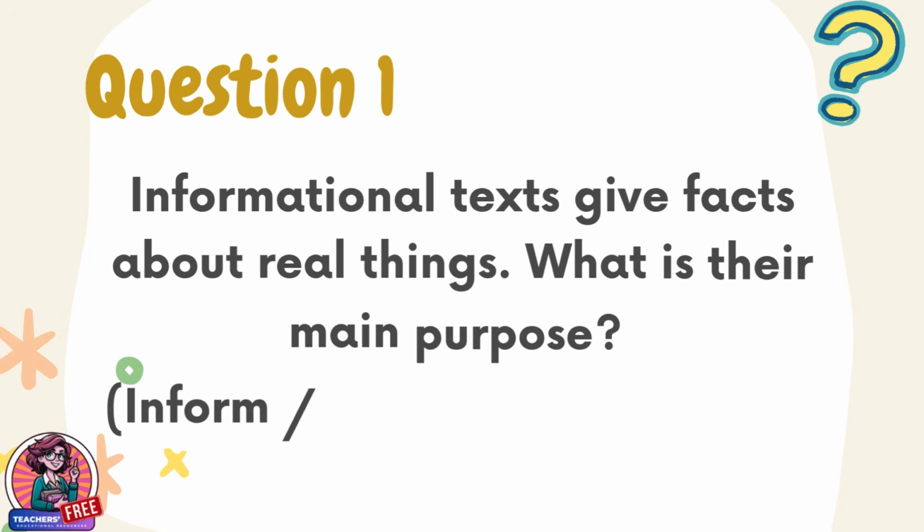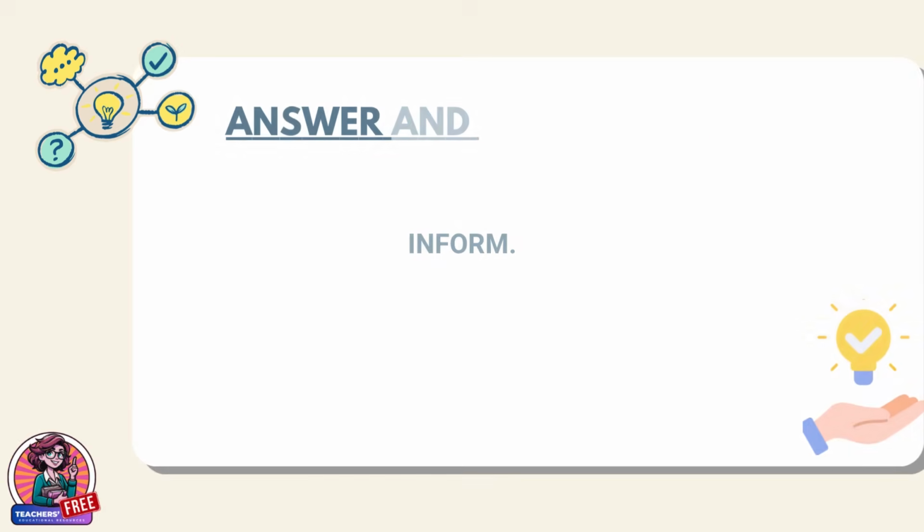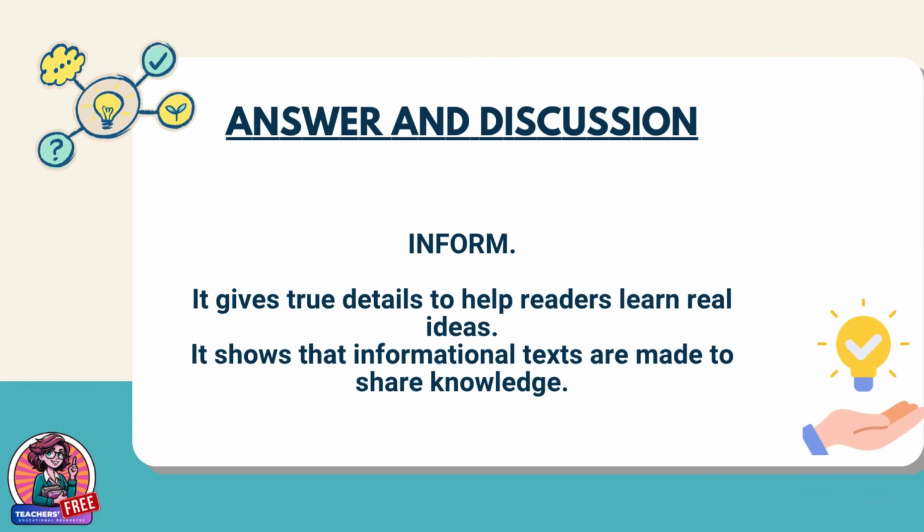Question 1. Informational texts give facts about real things. What is their main purpose? Inform, entertain, persuade. Answer: inform. It gives true details to help readers learn real ideas. It shows that informational texts are made to share knowledge.